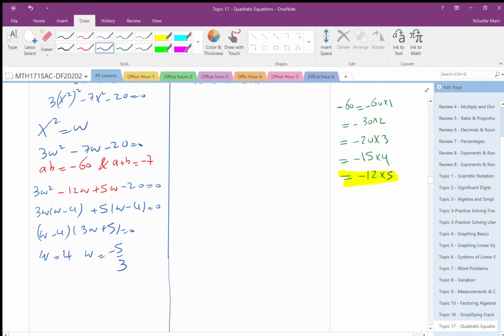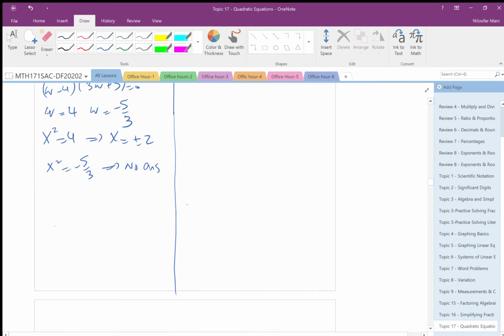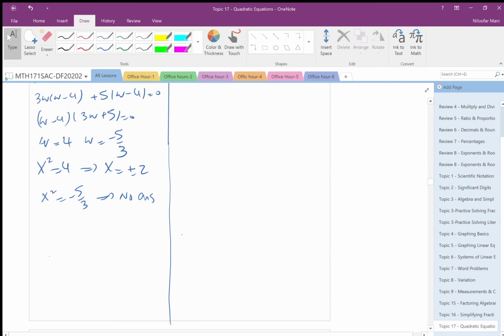Okay, but what is w? Listen, I cannot stop here. What is w? W is x squared. Okay, x squared is 4, so I have x equal plus minus 2. X squared equals minus 5 over 3, there is no answer. Because it's negative, I cannot have x squared equal a negative number. So there are no roots here. So I just have two roots, which are plus minus 2 then.